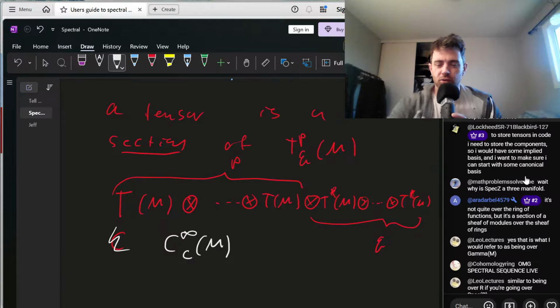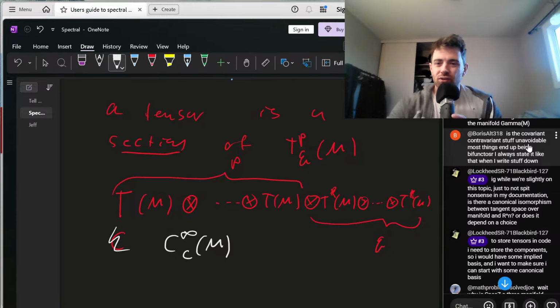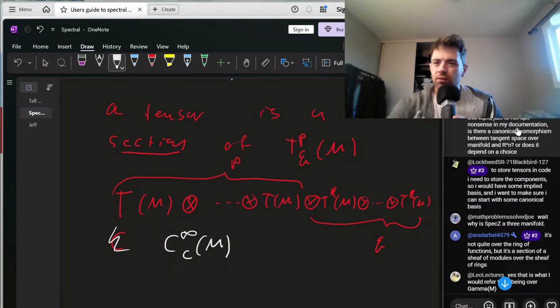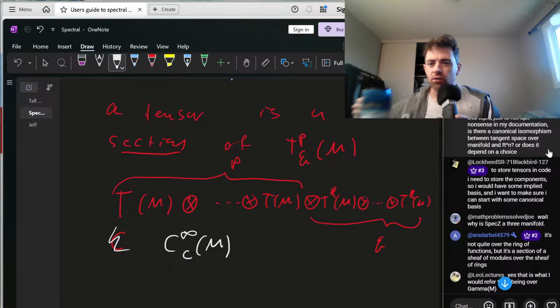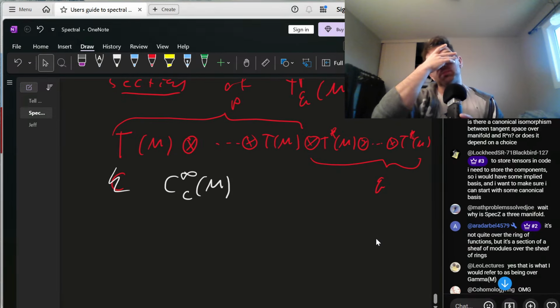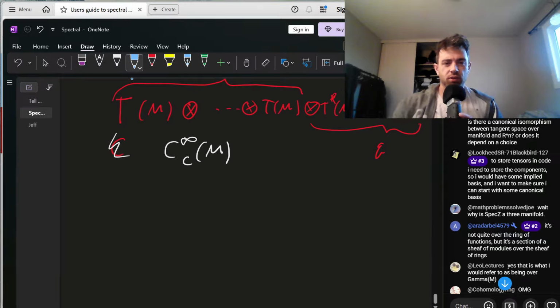Yeah, Spectral Sequence is live, but we're getting distracted right now. Is the covariant, contravariant stuff unavoidable? Most things end up being bifunctors. I guess while we're slightly on this topic, just to not spit nonsense, in your documentation, is there a canonical isomorphism between tangent space over manifold and Rn? Well, I mean, you have, I think there is something about this. My master supervisor tried to explain this to me for something in my thesis.